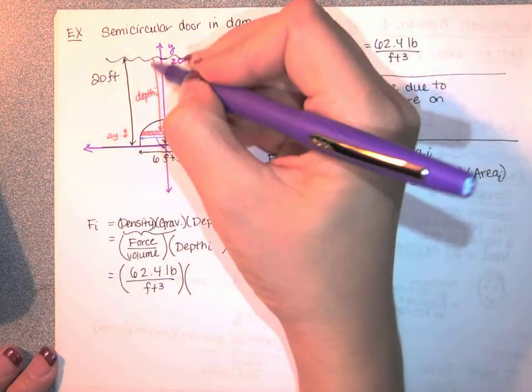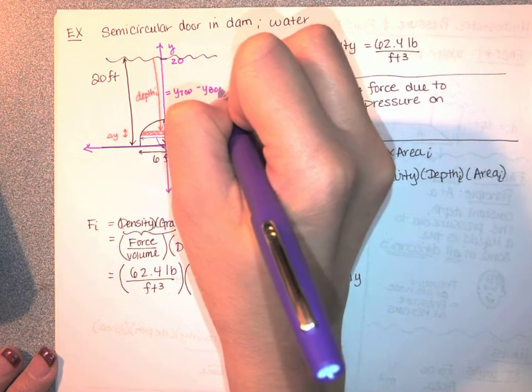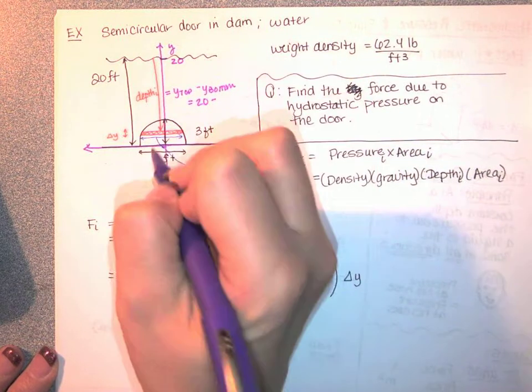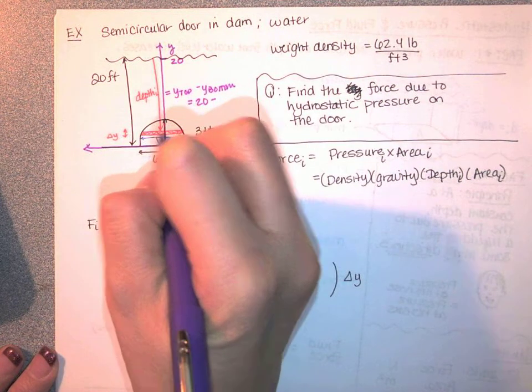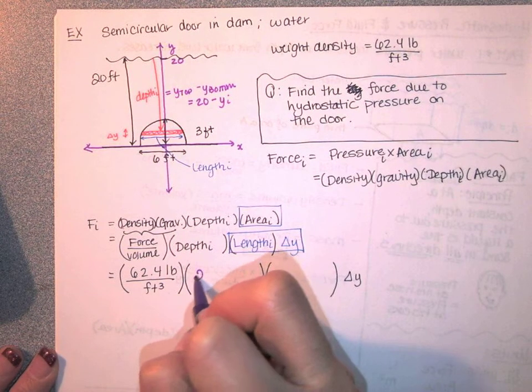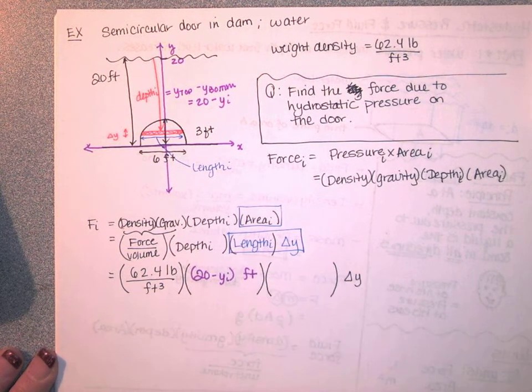So the depth is a vertical distance. It's the top y value minus the bottom y value. So that's going to be 20 minus the y value on this rectangular slab. So that's going to be 20 minus y. That's going to be feet.